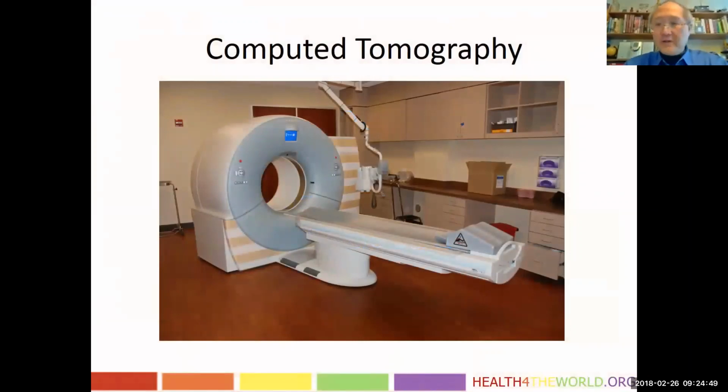Here's a typical CT scanner, where you have a donut-shaped round structure, and then there's a bed that will slide inside and outside of the gantry to acquire data by the CT, and then it's reconstructed into images that we can interpret.